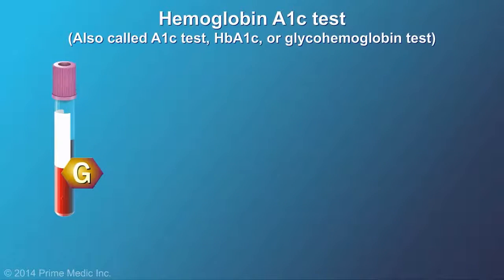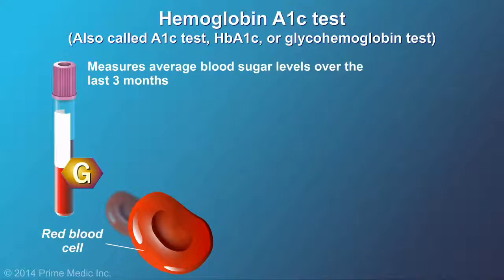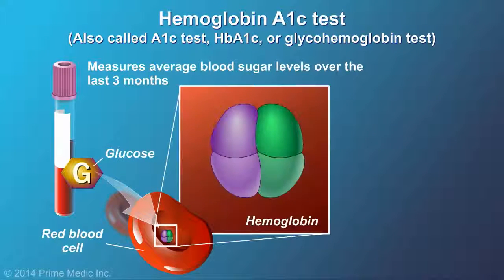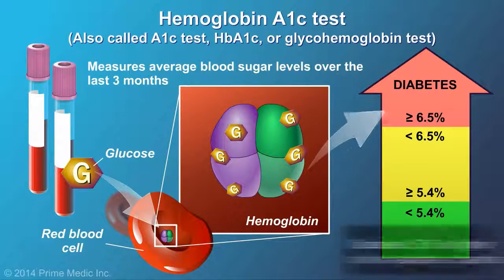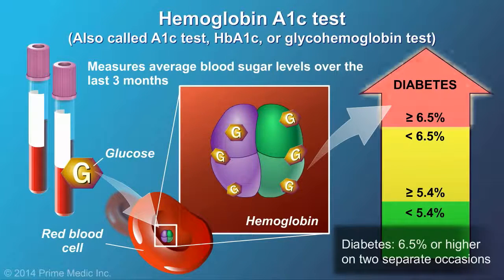A second test measures hemoglobin A1C, which is an estimate of average blood glucose levels over the last 3 months. Diabetes is diagnosed when an A1C is 6.5% or higher on 2 separate occasions.